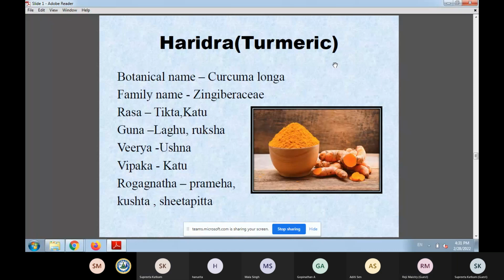Thank you, ma'am. Will the seeds have a different guna as compared to the fruit itself, or will the fruit have the same guna as the seed? Sometimes they may be the same, sometimes they are not.